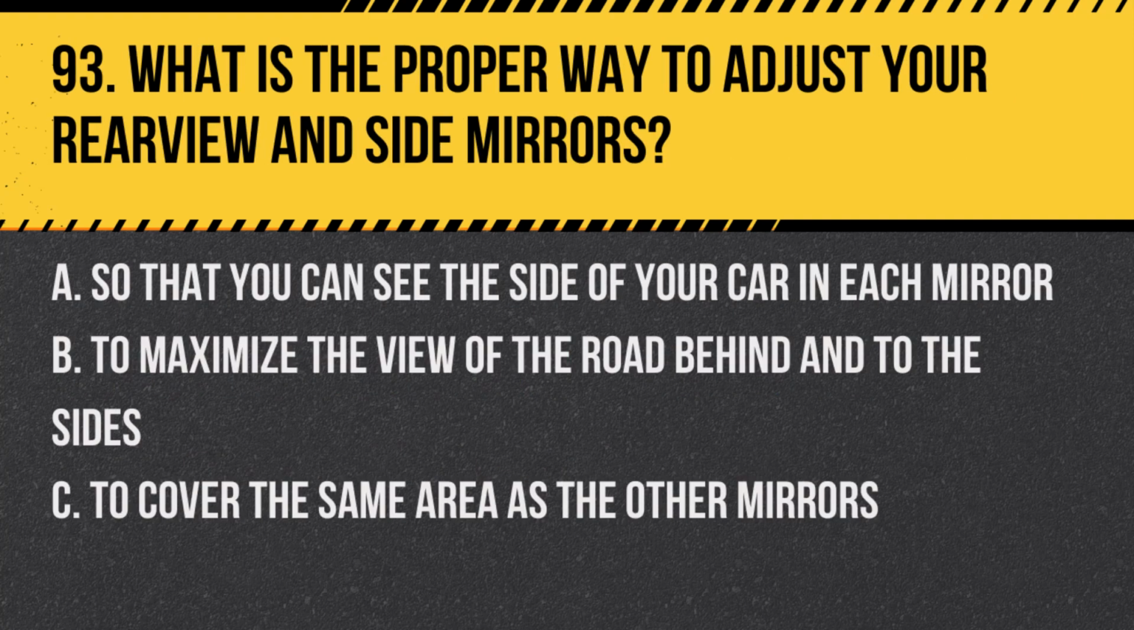Question 93. What is the proper way to adjust your rear view and side mirrors? A. So that you can see the side of your car in each mirror. B. To maximize the view of the road behind and to the sides. C. To cover the same area as the other mirrors. Answer. B. To maximize the view of the road behind and to the sides. Mirrors should be adjusted to give the widest view of the road behind and to the sides, minimizing blind spots.